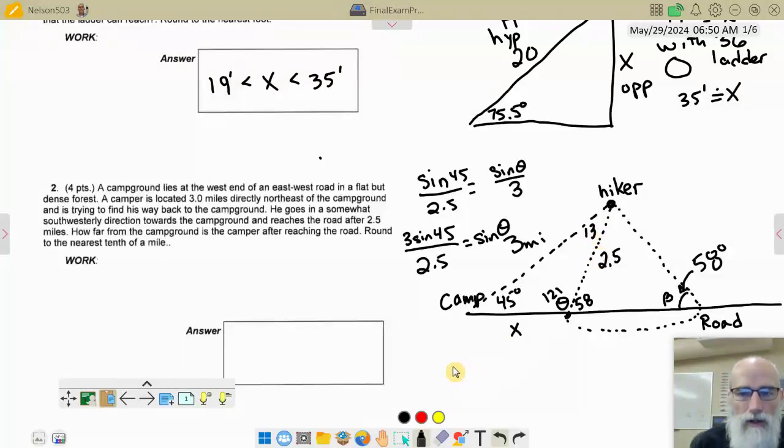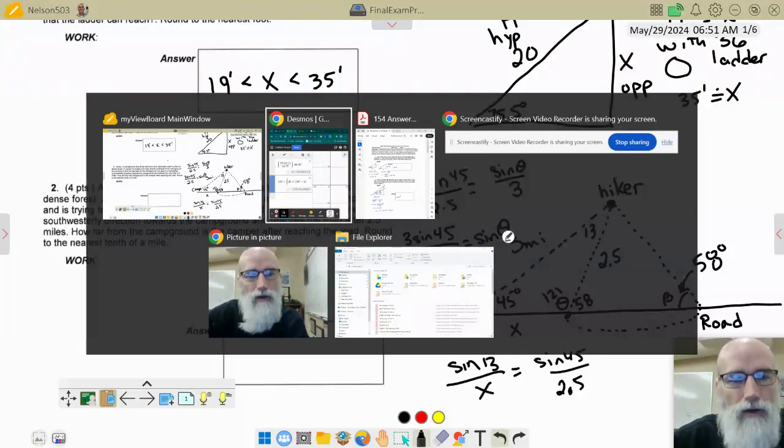And so now I'm going to do a sine of 13 degrees all over X is equal to the sine of 45 all over 2.5, right? And this is where you're going to go 2.5 times the sine of 13 and then divided by the sine of 45, right? To get the X all by itself. We're cross multiplying and then dividing by the sine of 45. So let's see, how can I manage that?